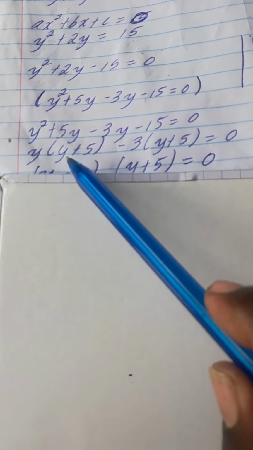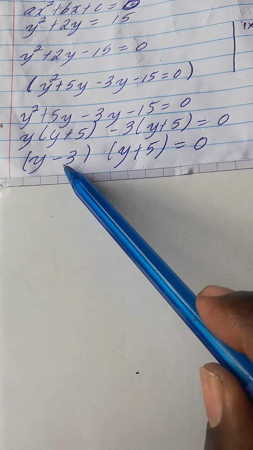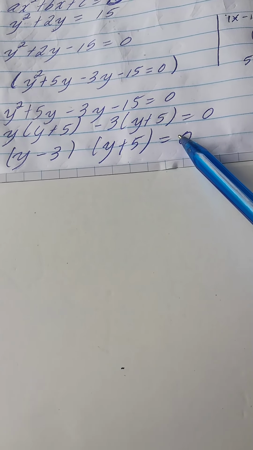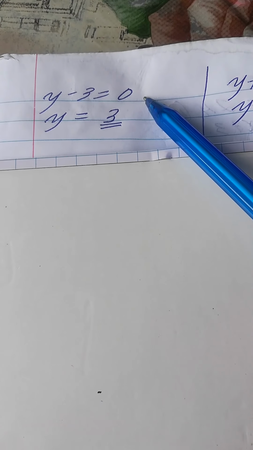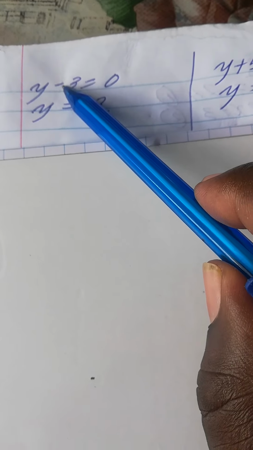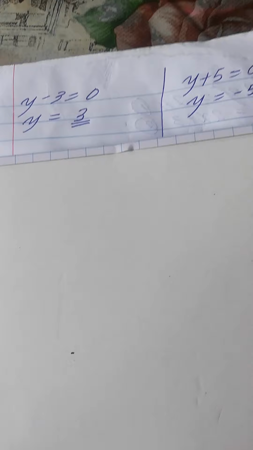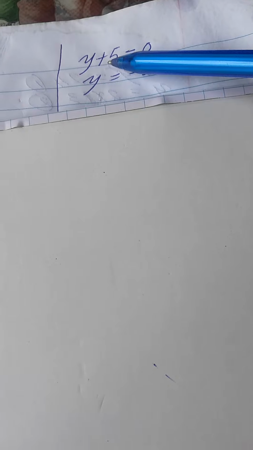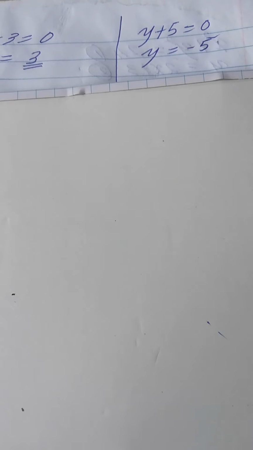Alright, so now, because we have y plus 5, we bring that down in one bracket, and then the y minus 3 we put in another bracket, and we equate all that to 0. Next, it's time to solve. Let's find the values. We have y minus 3 is equal to 0. So we take this minus 3 over, and it becomes positive: y is equal to 3. Then on this side we have y plus 5 is equal to 0. This 5 is positive, so we took it over and it became negative. So we have our next solution, y is equal to minus 5.